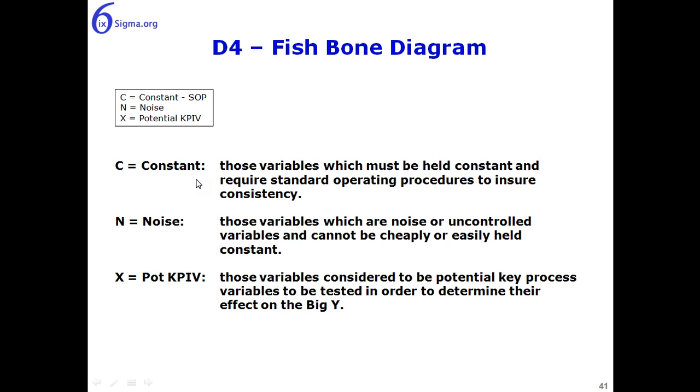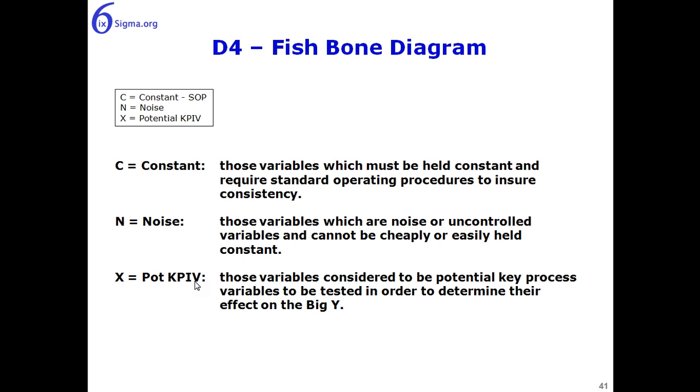C are those items that we know must be held constant with, say, a standard operating procedure, for example, okay? And it's required in order to ensure consistency of the output. N are noise variables. These are possible causes that we cannot control or we choose not to control. And then the last one is variables that we need to consider a little bit further, what we call the potential key process input variables.